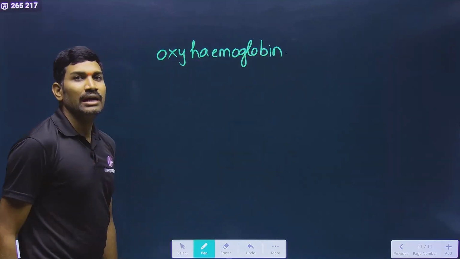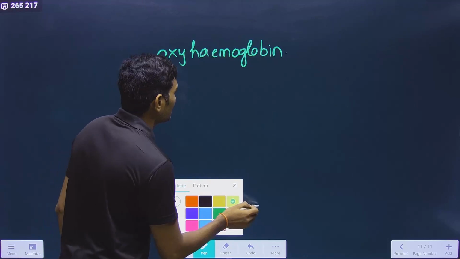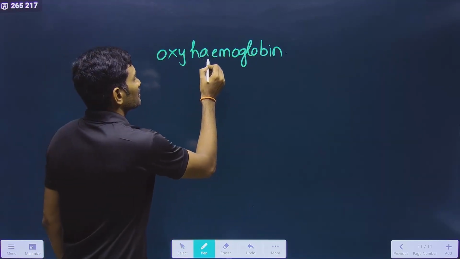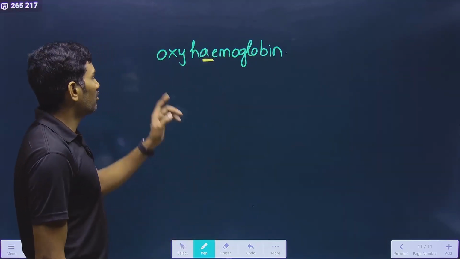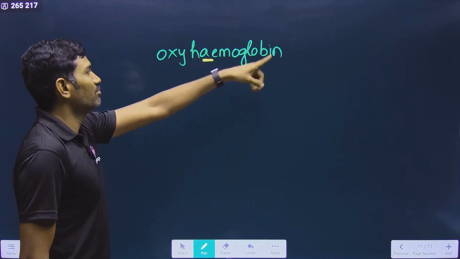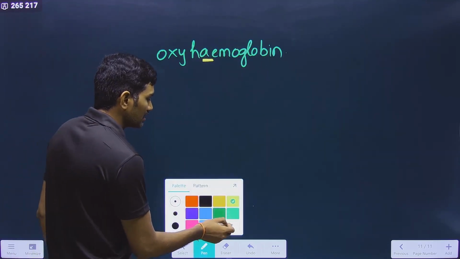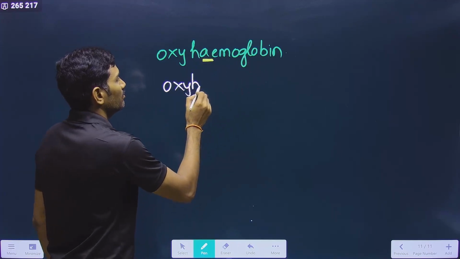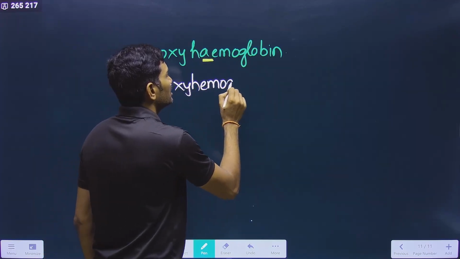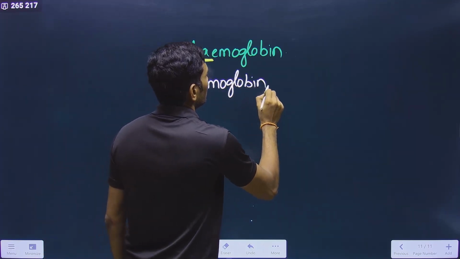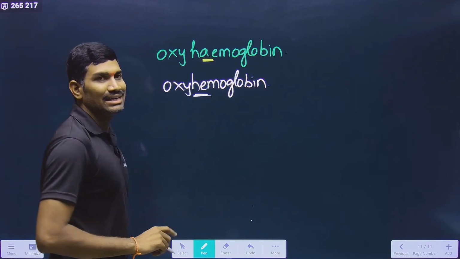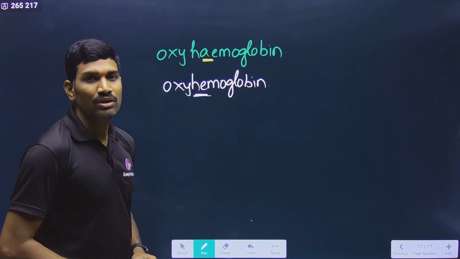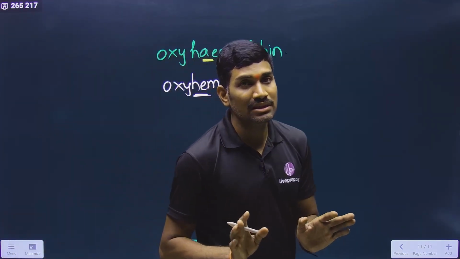And now here I am telling another point, that is regarding the spelling. Some students have the habit of writing oxyhaemoglobin, HAEMOGLOBIN, whereas some students have the habit of writing oxyhemoglobin. How are you writing hemoglobin? Directly you are writing HEMOGLOBIN, and here you are not writing HAE, you are writing HEMO. Is there any difference here?